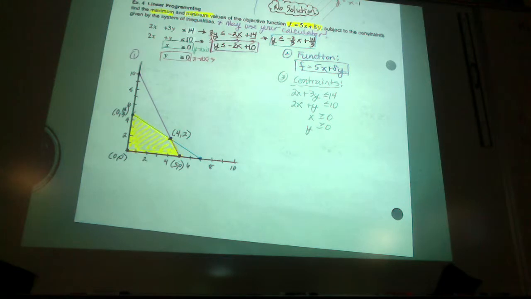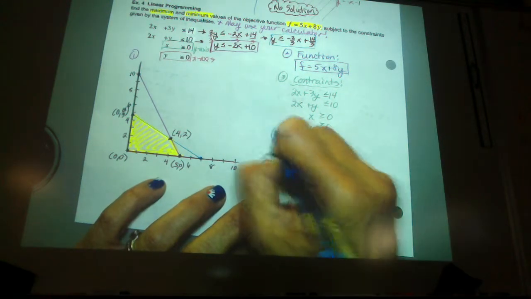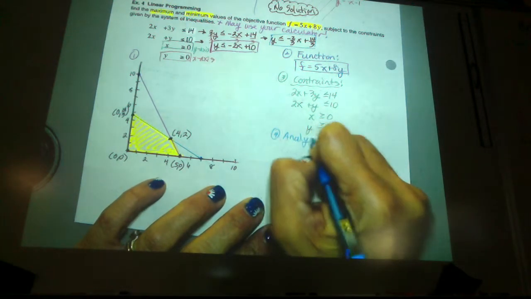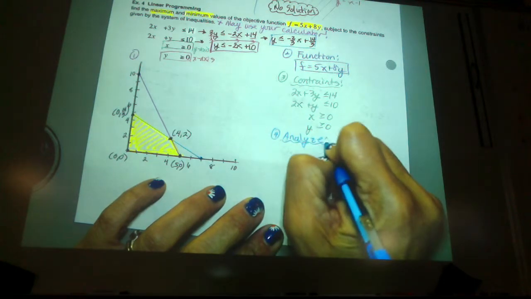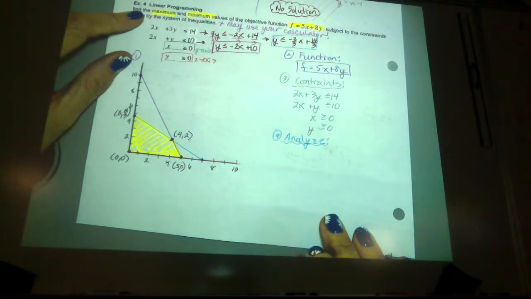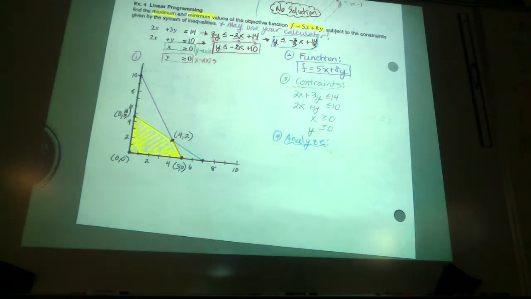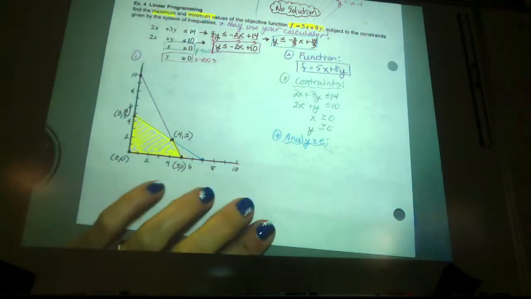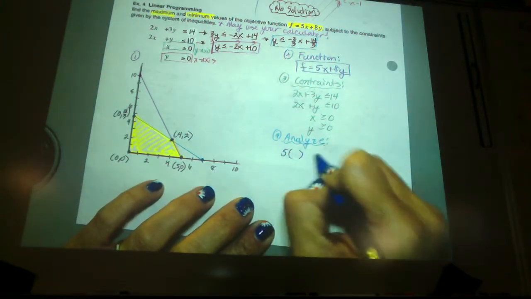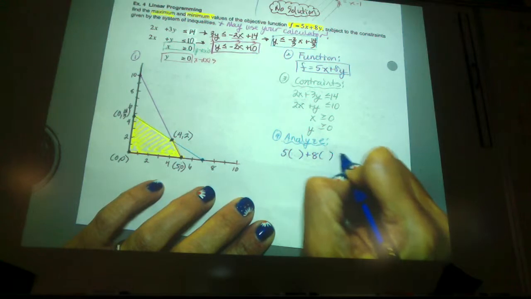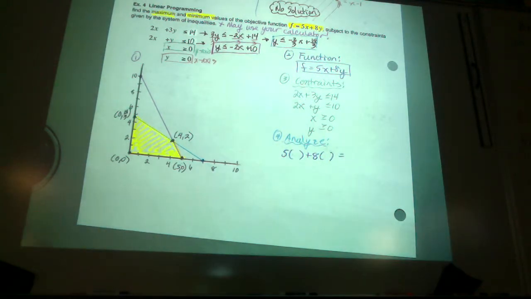And then step 4, we're ready to analyze. Because remember, we're supposed to be finding the max and minimum values. And the max and minimum values, this may not necessarily be the maximum value just because it's the highest. It depends on what the figure looks like. So we're going to take the function 5 times x plus 8 times y, and we're going to come out with values. And we're going to use each of our critical points.